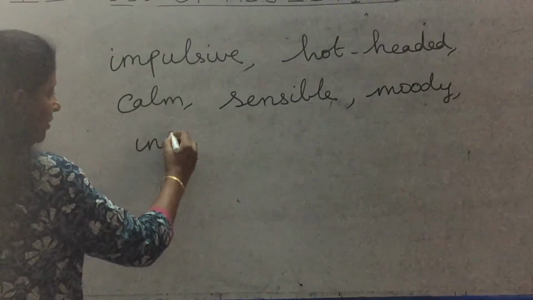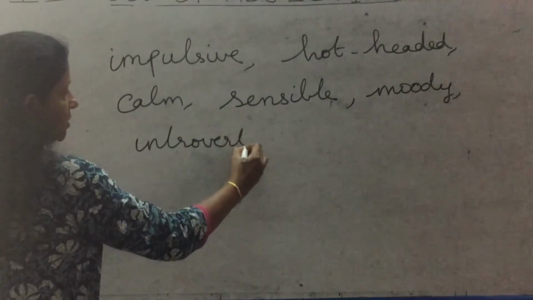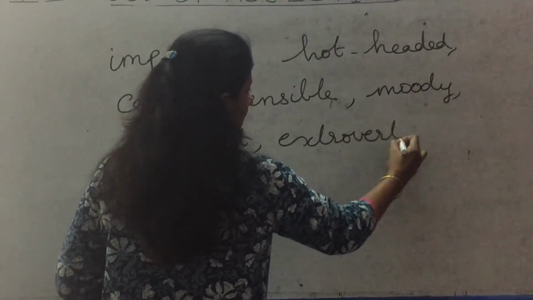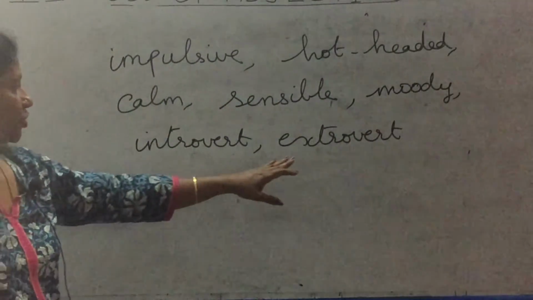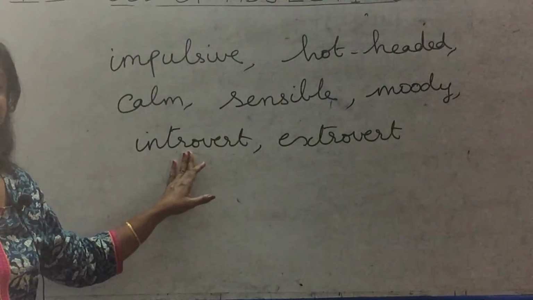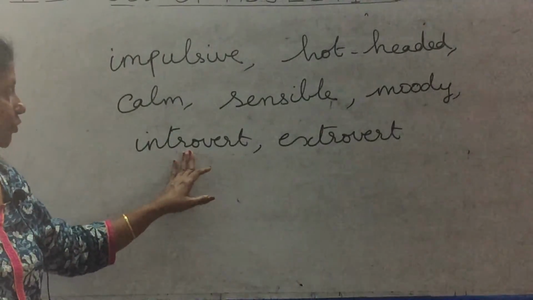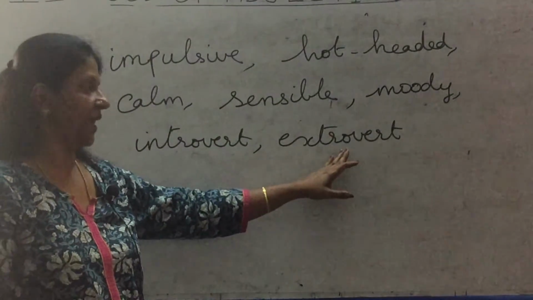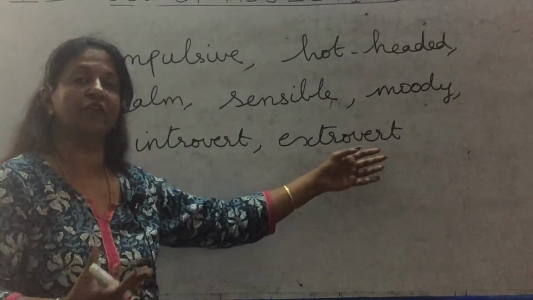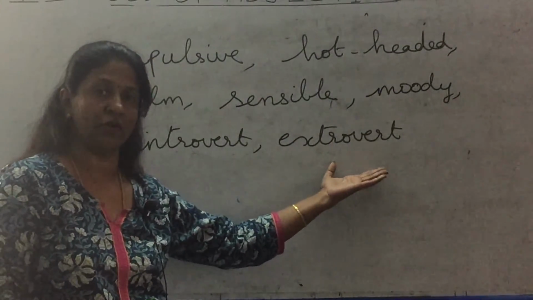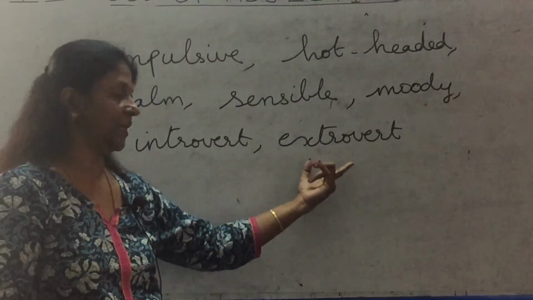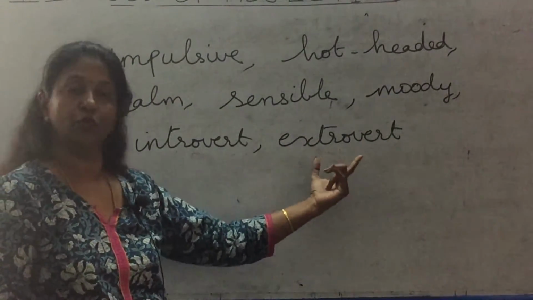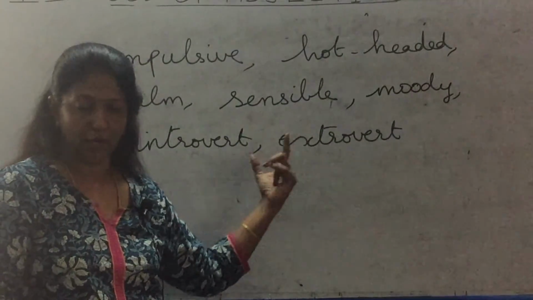Then next I will teach you these words: introvert, extrovert. Introvert means a person who doesn't mingle with others easily. So that sort of person you call an introvert. The exact opposite is extrovert, meaning he is very friendly. He casually moves around. He or she socializes with people easily. They make friends easily. So that sort of person you call an extrovert. So these two are opposites.